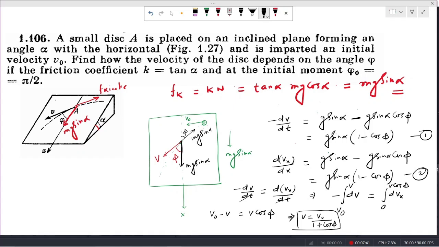In that situation, it will attain terminal velocity because mg sin alpha and the friction, which is also mg sin alpha, will be acting opposite to each other. At that time it will attain a constant speed, the terminal speed, and when the velocity becomes along the x-axis, phi will be equal to 0. In that case, the terminal speed will become v naught by 2. So if they ask you what will be the terminal speed of the particle, it is going to be v naught by 2, and it will be down the incline.